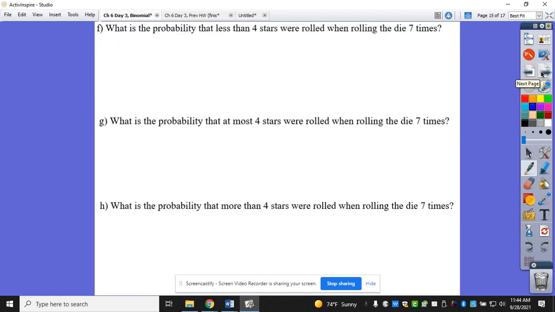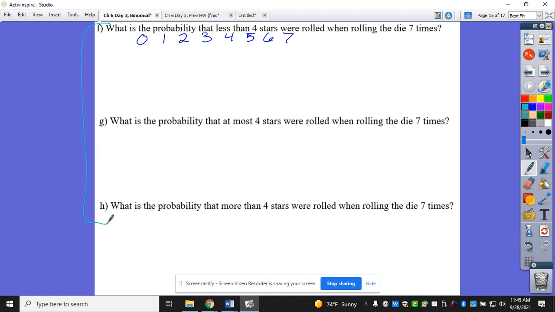Alright, so what is the probability that less than 4 stars were rolled when rolling the die 7 times? So I'm going to write out my thing again. Again, so I don't want you to get confused what you actually have to write. All of these are the same.